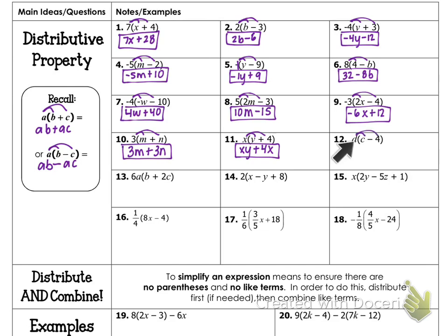Okay, and then here dc minus, and then d times 4 is 4d. Okay, so this one is 6a times b, which is 6ab. And then 6a times 2c, well, we have to multiply 6 times 2, which is 12, and then a times c. So 12ac. That's how you write it.